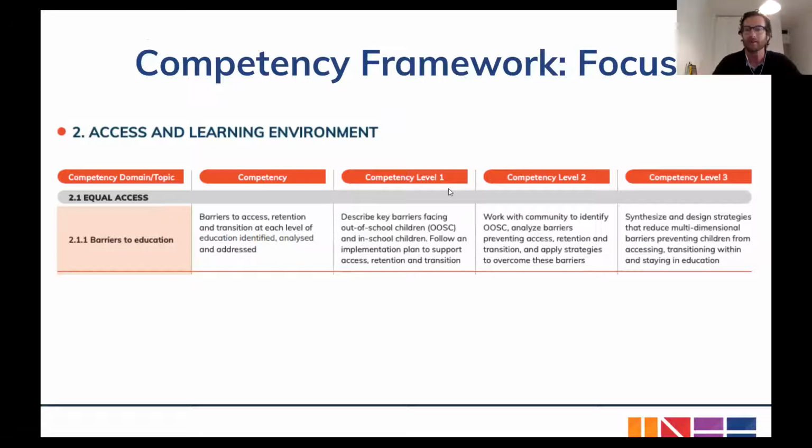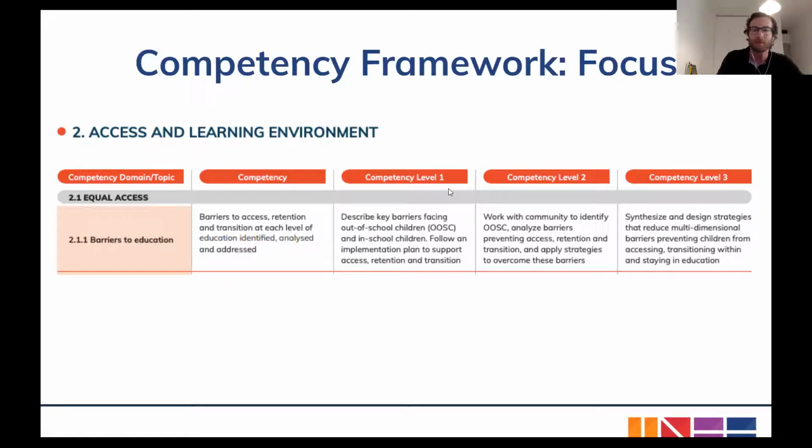So for example, you'll see access here and specifically barriers to education, which is a core area for many of our EiE programs. So you'll see in the example, skill level 1 normally relates to the ability of new practitioners to the sector. So in this case, it refers to the ability of a practitioner to describe key barriers facing out-of-school children and follow an implementation plan to support improved access.